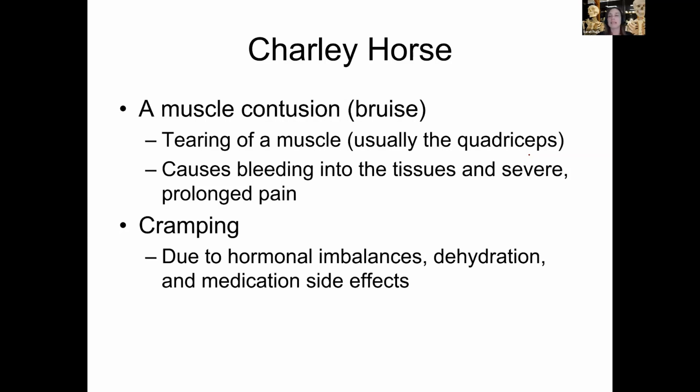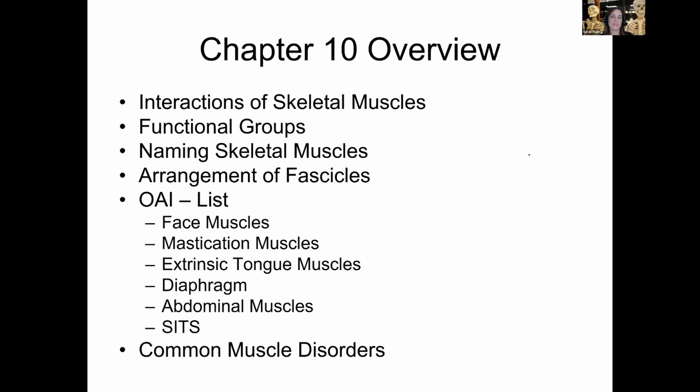Now, the cramping can be caused by hormonal imbalances. Women, a lot of times when you're going through menopause, you might get Charlie horses more often. Dehydration can also cause them, because when you get dehydrated the electrolyte balance in your tissues is off. And sometimes it's even a side effect of medications you might be on. Those are super painful if you've ever had them.